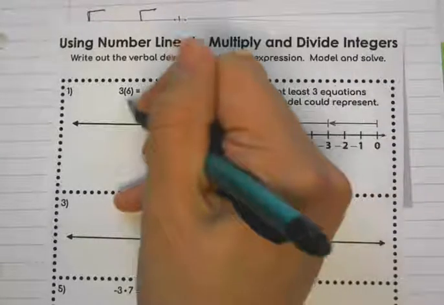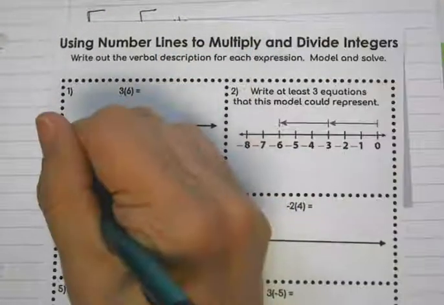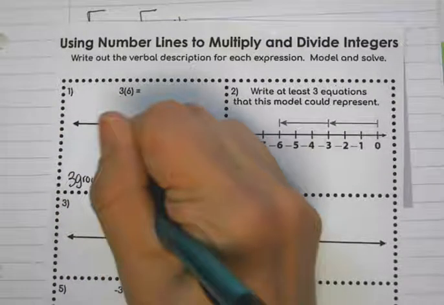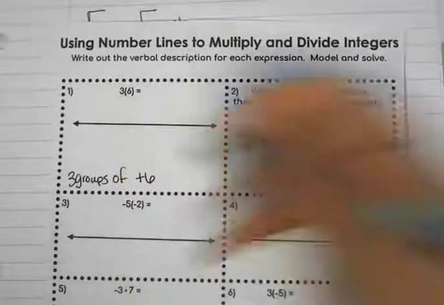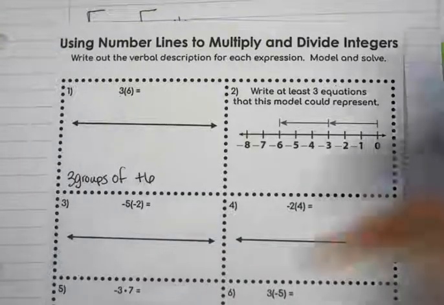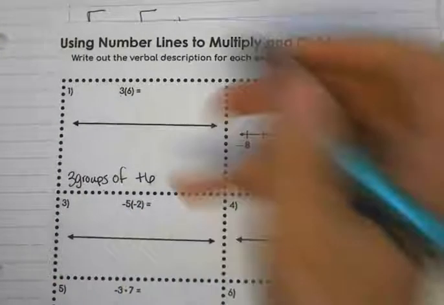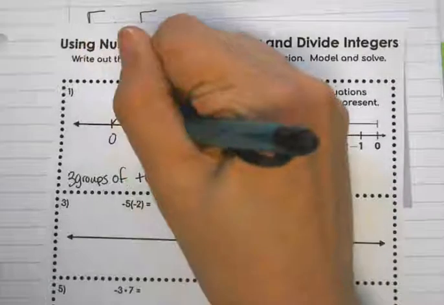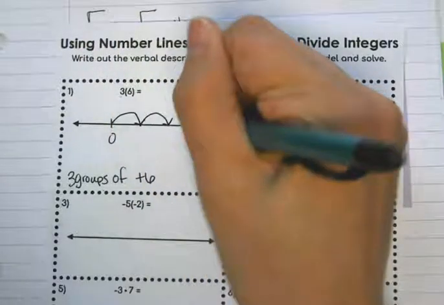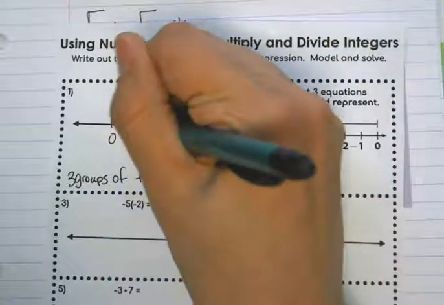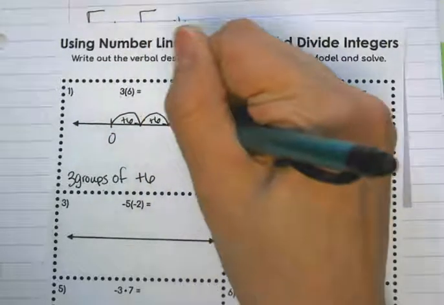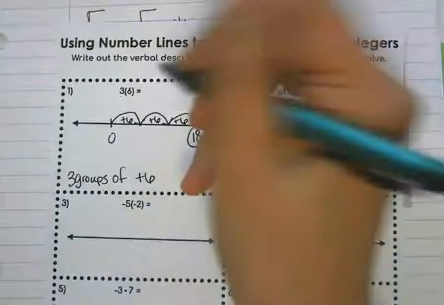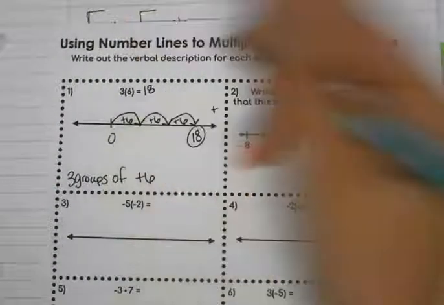So this one is 3 times 6, and we would still write 3 groups of positive 6. So I'm moving 3 groups in the positive direction, which is to the right. So I'm going to go positive 6, positive 6, positive 6. So 6, 12, 18. So 3 times 6 is 18.